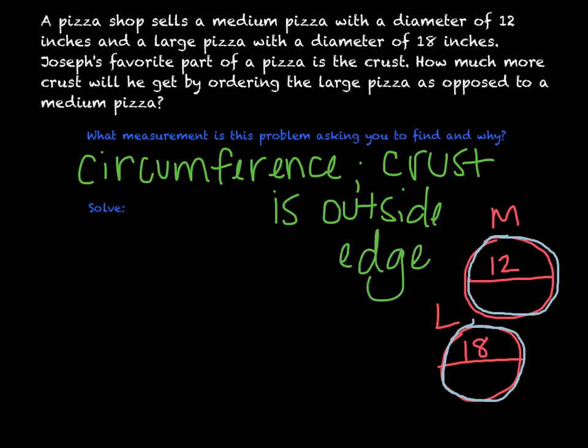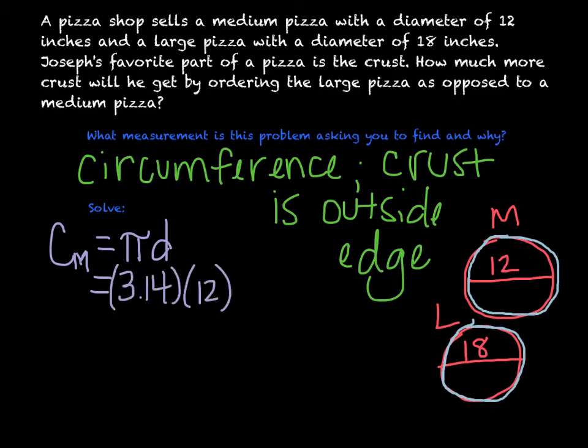All right, so now we need to solve it. But in this problem, we actually need to do a couple of steps. First, we need to find the circumference of the medium pizza. So I'm going to put a lowercase m right there. And the circumference is pi times the diameter. So we're going to do 3.14 times the diameter, which is 12. And then when we multiply that out, we get 37.68 inches, because we're measuring in inches.